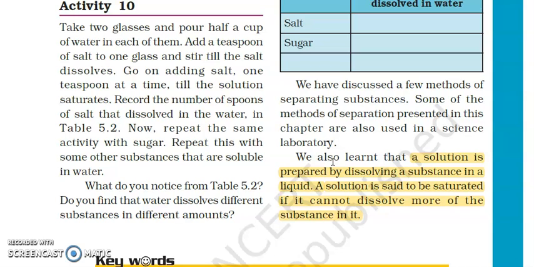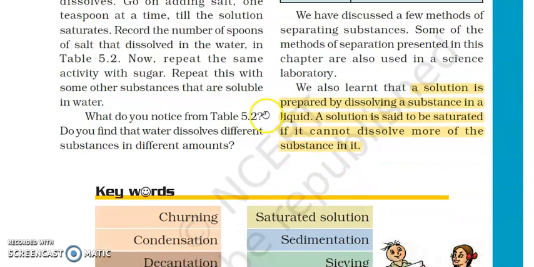So this was, and yes, the last and the important point, water dissolves different substances in different amounts. So it is not necessary that if 35 grams of salt is required to make a saturated solution of water, then sugar will be required in the same amount. This varies from solute to solute or from substance to substance.